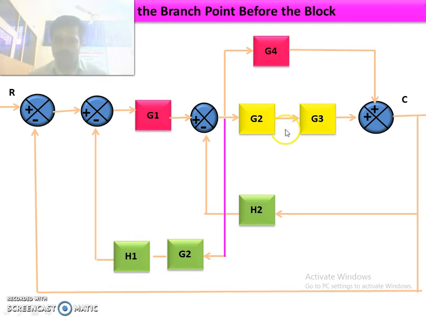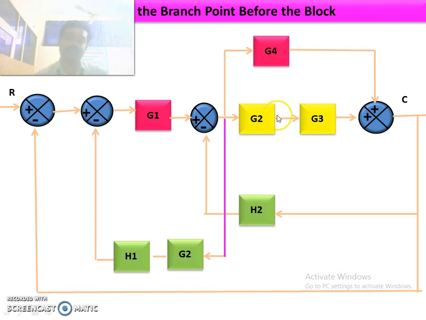We have moved this branch point before this block and we have multiplied this G2 to this feedback path. Why? Because while taking from this point, we are taking G2 and providing it to H1. But when you are moving this branch point before this G2, the G2 will not be coming here. So we have to add this G2 as a block and provide it to this summing point. Then when you are analyzing, these two blocks are in cascade. Similarly, these two blocks are in cascade. So you can combine these two blocks into one block.